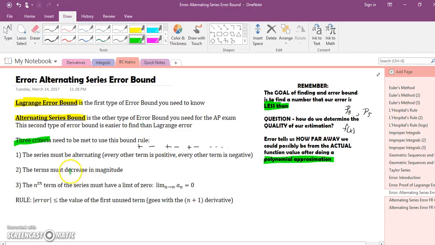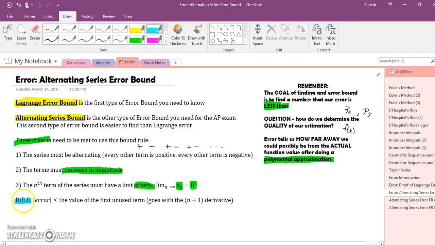That doesn't work. It has to be strictly alternating, every other. The terms have to decrease in magnitude. Now, I say in magnitude here because you're going to have positive and negative ones. Just when you do the absolute value of them, they have to be decreasing. And not only do they have to be decreasing, but they have to be going to 0. So this is kind of like the nth term test that Mr. Siddiqui did with you. You take your generator, the thing that gives you all your terms, a sub n. You take the limit as n goes to infinity, and that has to be 0. If all these 3 apply, then you may use the alternating series error bound.